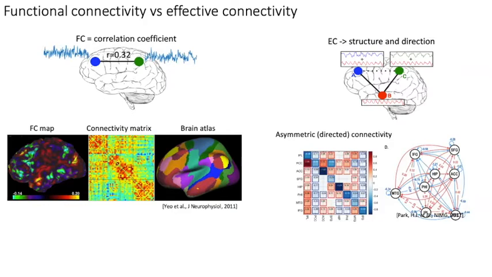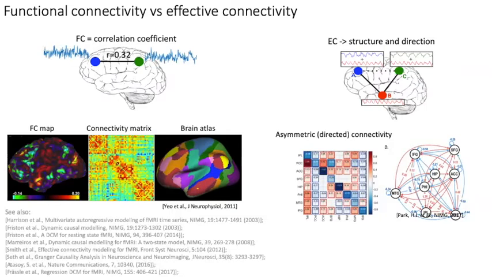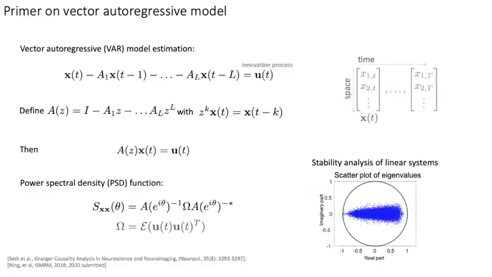But different from FC, there's no unique definition in effective connectivity. There are different approaches. I'm not able to go into all the literature, but I'm going to talk about one specific approach based on Granger causality analysis. Granger causality is really based on a model for time series data. It's called the autoregressive model. It's probably one of the basic approaches for modeling time series data.